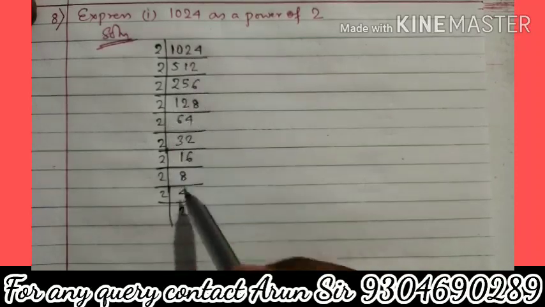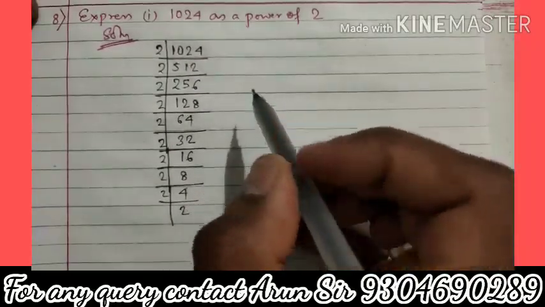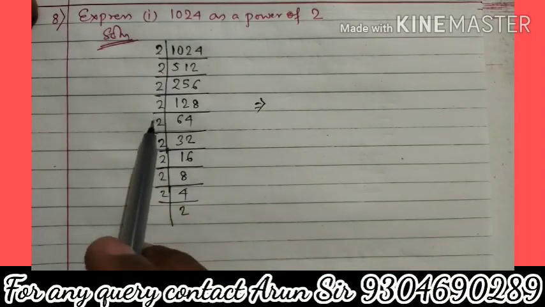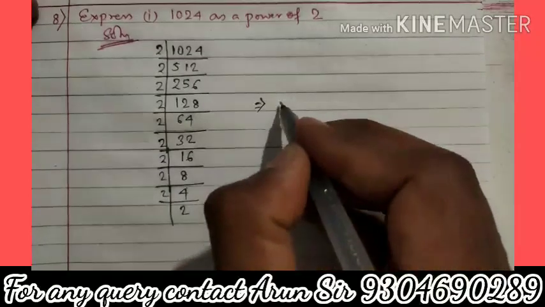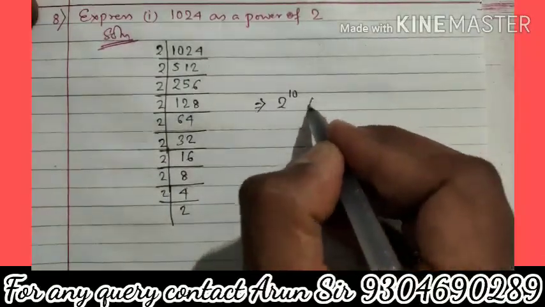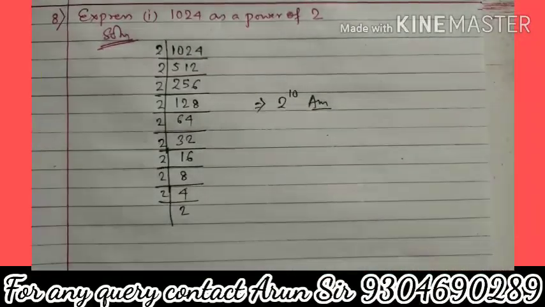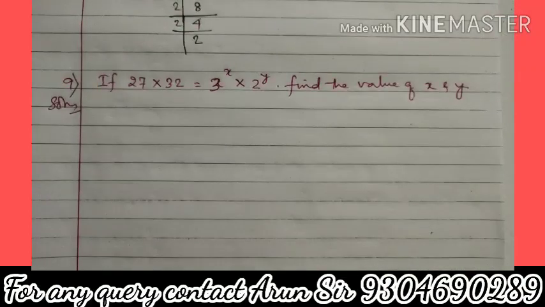Here from the starting we have divided this number by 2. Now what will we write? We will count how many 2s there are. 1, 2, 3, 4, 5, 6, 7, 8, 9, 10. So we can write it as 2 to the power 10. This will be your answer. Similarly, the second part you have to solve on your own. Next we will see question number 9.